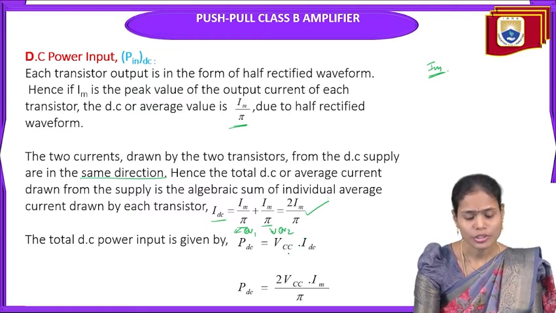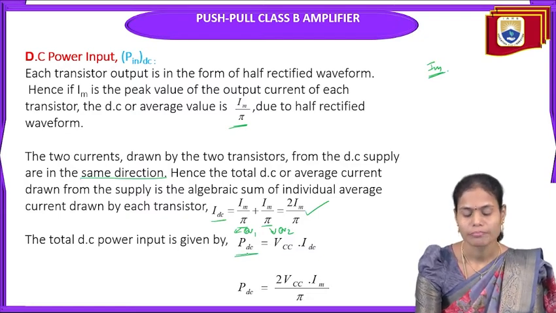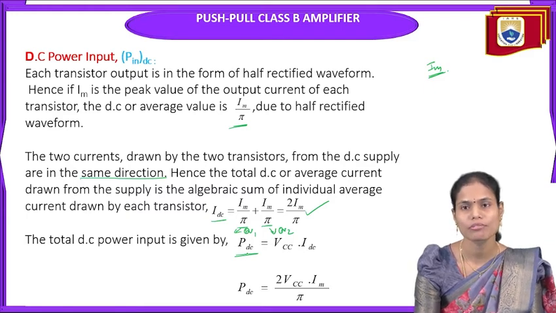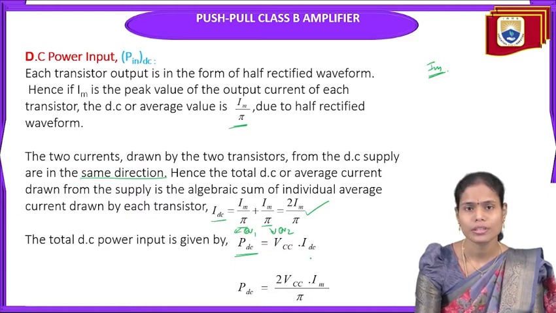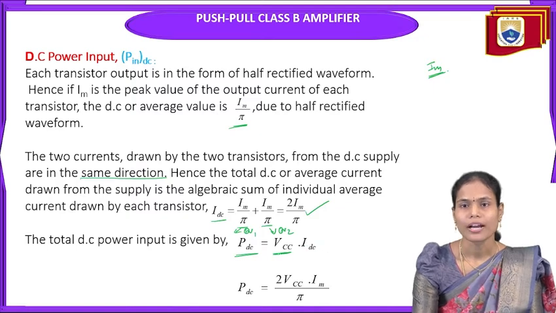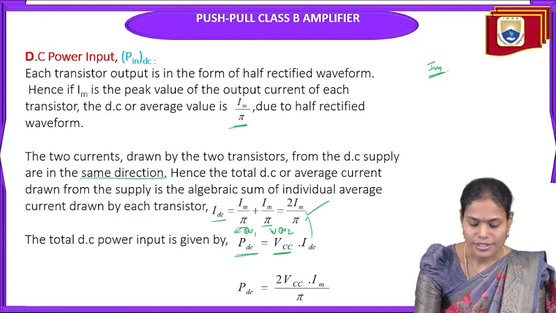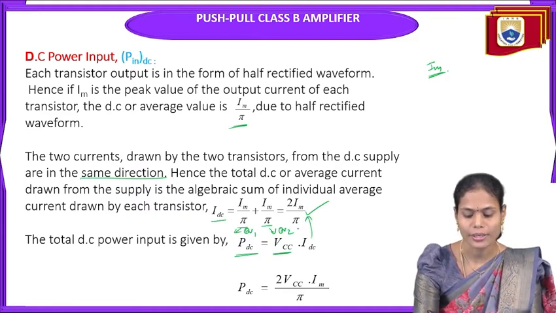But the total DC power input from the circuit is given by PDC, that is the multiplication of DC voltage as well as DC current. The DC voltage is nothing but, we don't have any other voltages here, the supply voltage itself is the DC voltage here. So that's why I am writing in the place of VDC directly as VCC, and IDC is the DC current coming from the circuit. Okay, and PDC is equal to, in the place of IDC, I am substituting here 2 Im by pi.